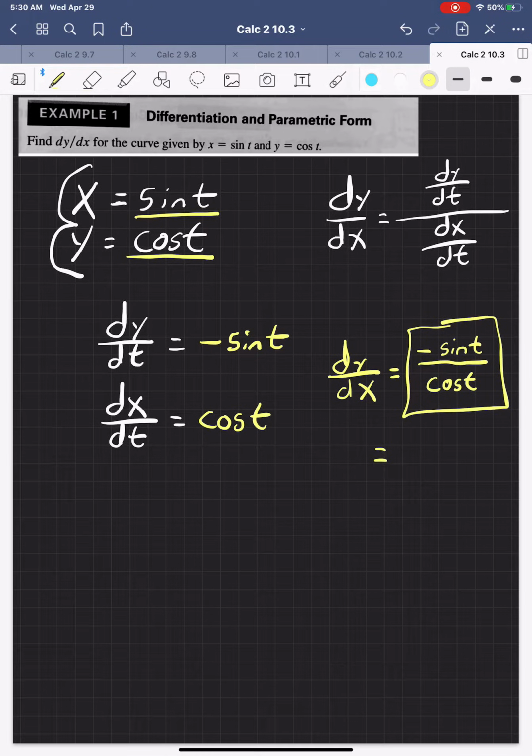Of course, if you look this up, you more likely would want to write sine divided by cosine as tangent. So you would more likely want to write that as negative tan of t. So not too bad, right?